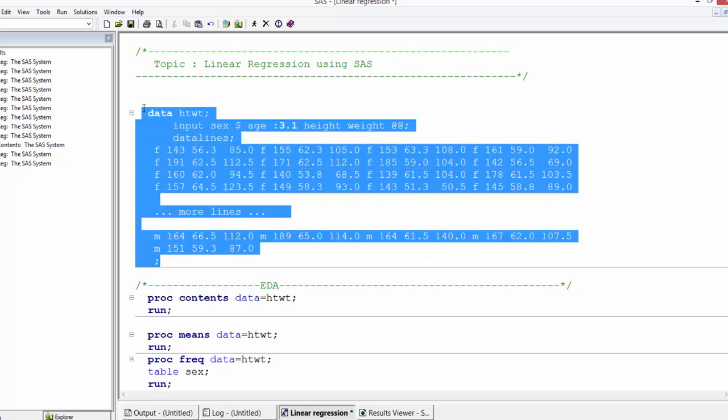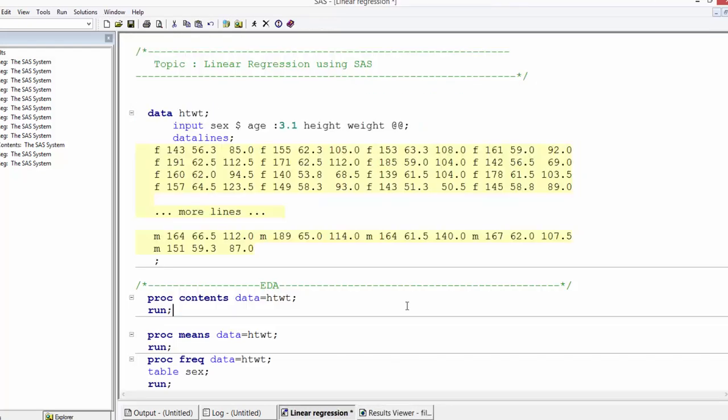Okay, so I'll first run the data statement in order to create a SAS data. So the data is HTWT, which stands for the height and weight.